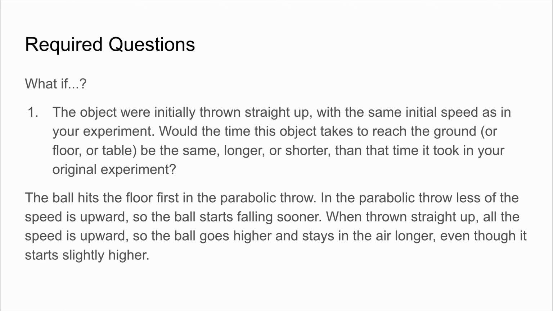So what if the object was initially thrown straight up with the same initial speed? Would it take the object longer to reach the ground, same amount of time, or shorter? And if you think about it, the ball would actually take longer if you threw it straight up, right? In the first experiment, the actual experiment, the parabolic throw, less of the speed is upward, right? So you have a lot of horizontal speed. So the ball starts falling sooner.